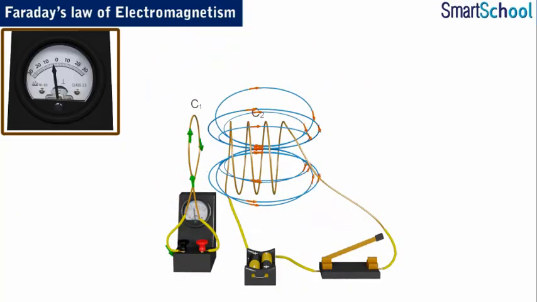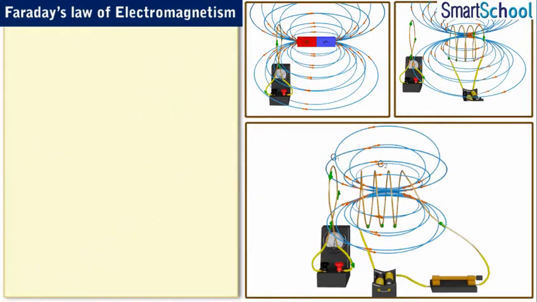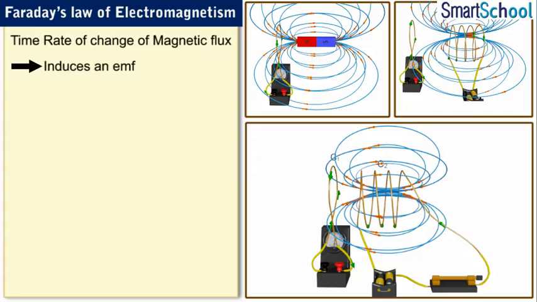When the tap key is released, the current in coil 2 decreases from a maximum value to 0 in a short time, resulting in the magnetic flux across coil 1 dropping suddenly, thereby inducing an EMF in it. From the observations of these 3 experiments, Faraday concluded that the time rate of change of magnetic flux through a closed coil induces an EMF through it, and stated Faraday's law of electromagnetic induction.